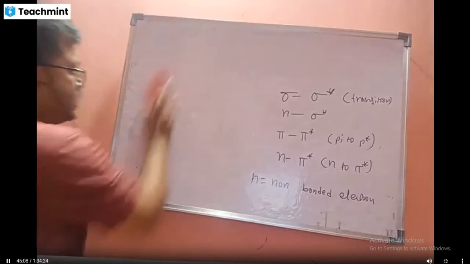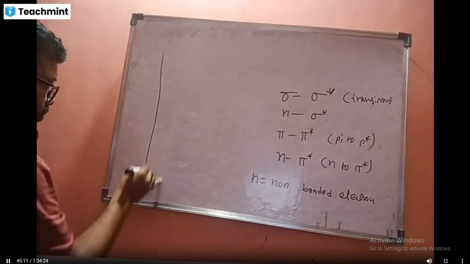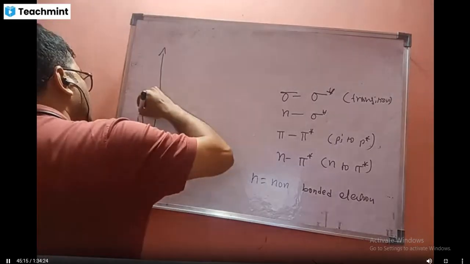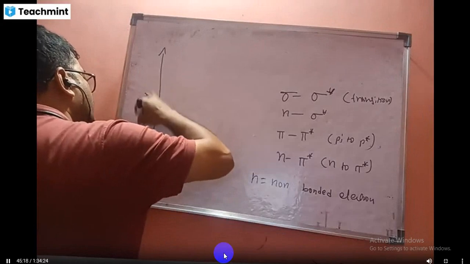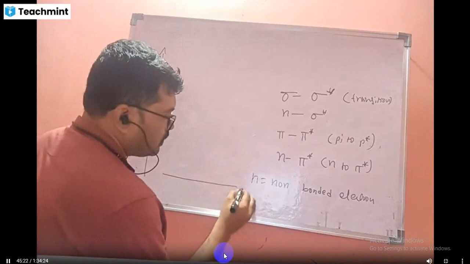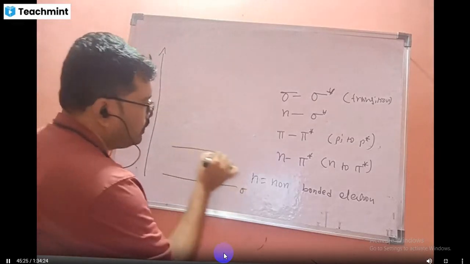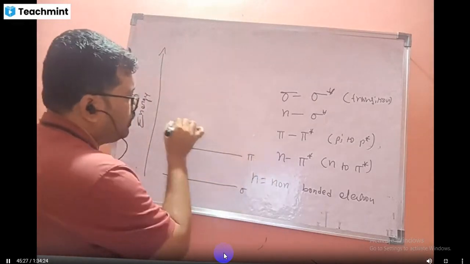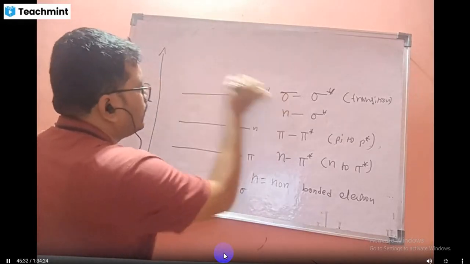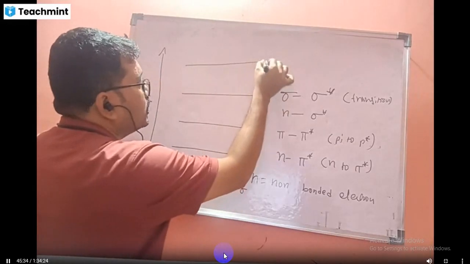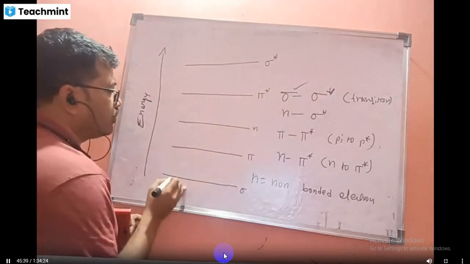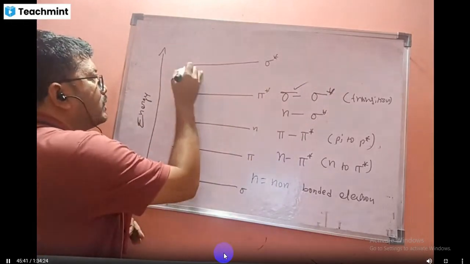See, this is the energy level diagram. This diagram is very important for your examination. So this is energy, and this is first the sigma bond, pi bond, non-bonded, pi star, and then sigma star. The first one is the sigma to sigma star transition.